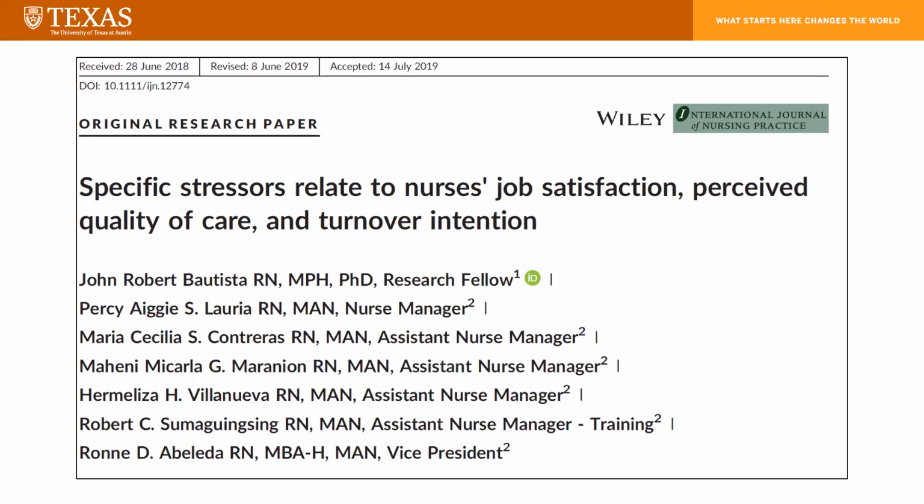And one of the things that they actually wanted to look at is how stressful is the work environment? We also wanted to see whether their perception of stress has something to do with their job satisfaction, perceived quality of care, and turnover intention. But for the purposes of this talk, I'll focus more on turnover intention. In other words, intention to resign, whether the nurses would actually intend to resign.